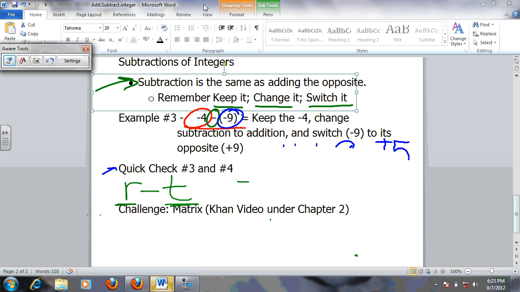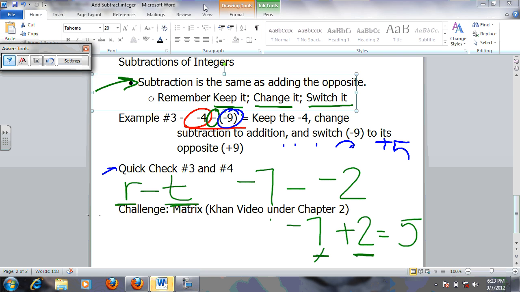So R is -7 minus -2. Change subtraction to addition. -7 plus 2. Signs are different. Subtract. Get 5, which is bigger, 7 or 2. 7 is. 7 was negative, so 5 is going to be negative. So the answer is -5. That concludes the subtraction of rational numbers.